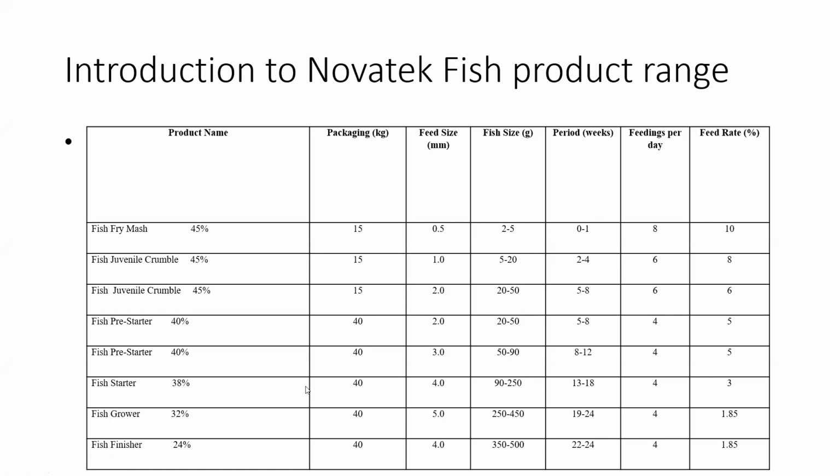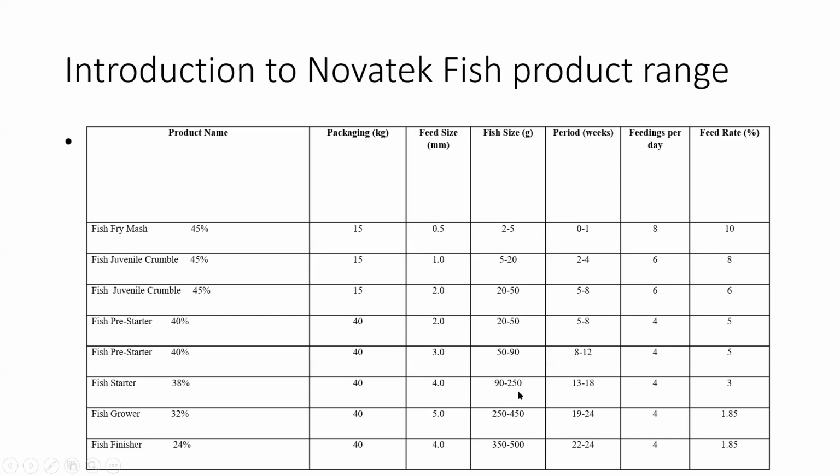And then we have the fish pre-starter 3 millimeters. This you feed your fish from 50 grams until when they are 90 or 100 grams. Most of the times, the problem we have had with Mr. Mkonda and others is that when people talk about fish starter, for them it's the first feed you give your fish, which is not the case. I want you to take note. Fish starter 38% is 4 millimeters, and you feed your fish from 90 grams to 250.